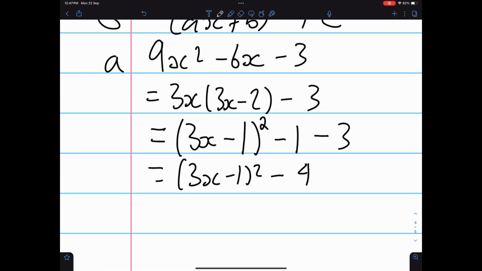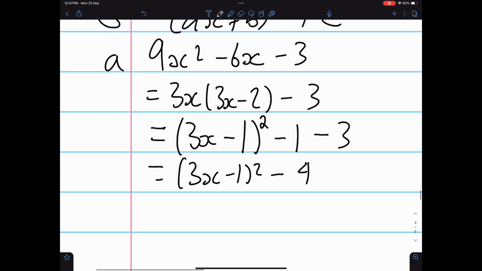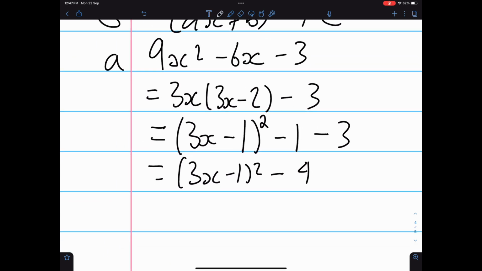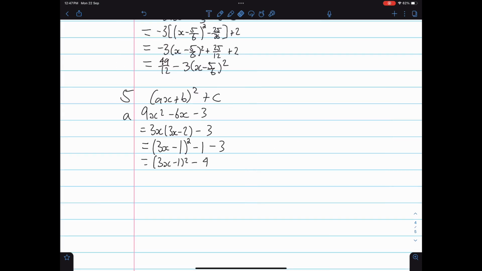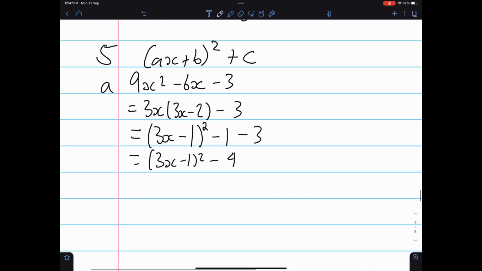And because, remember, when we expand this, we'd do minus 1 times 3x. That would give us negative 3x. But remember, we'd do that twice because a plus b squared is equal to a squared plus 2ab plus b squared. And that's how we'd get to negative 6. So we're still doing that thing of halving it. And then, of course, squaring that to get rid of it.